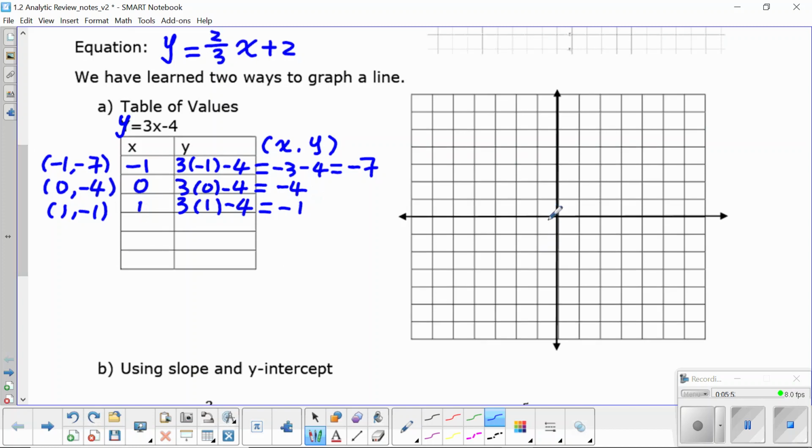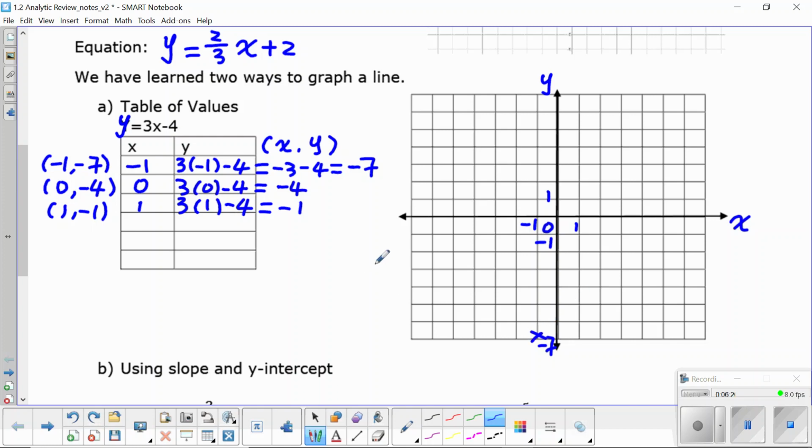Now you need to label the scales and the xy coordinates first. Zero, then go by 1, then negative 1. We are going to have the point (-1, -7), so count 1, 2, 3, 4, 5, 6, 7. So this is negative 7. The point (-1, -7) will be here.